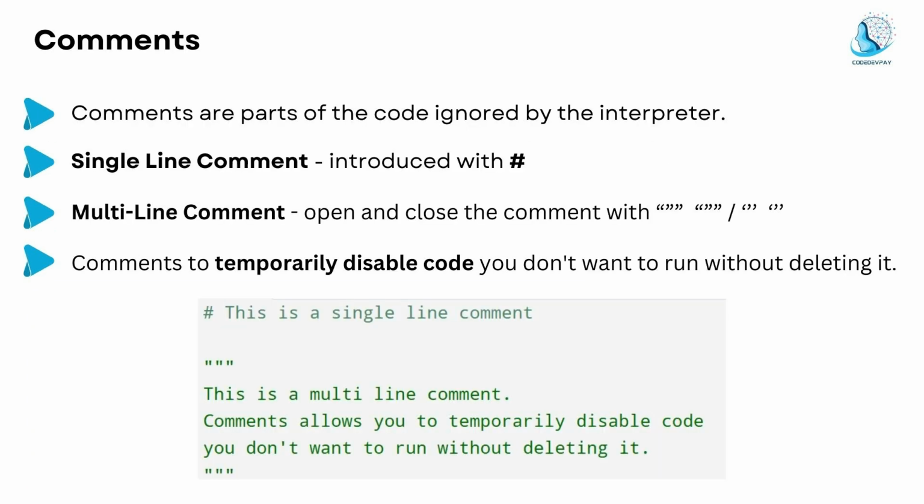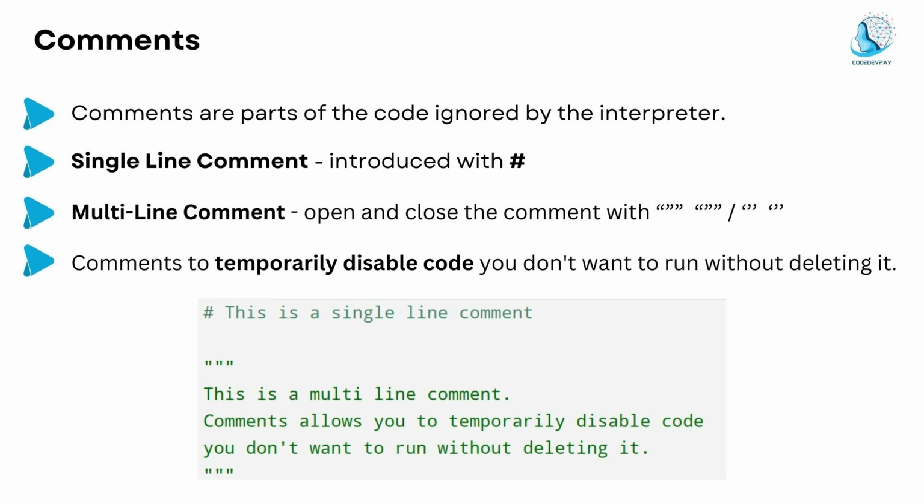Comments are parts of code or a program which are ignored by the interpreter. For comments, we have two types, a single line comment and a multi-line comment. You can create single line comments by using the hash followed by the content. For multi-line comments, we open the comments with triple double quotes or triple single quotes and close the comments with triple double quotes or triple single quotes. Another advantage of comments is that they can be used to temporarily disable code in our programs.